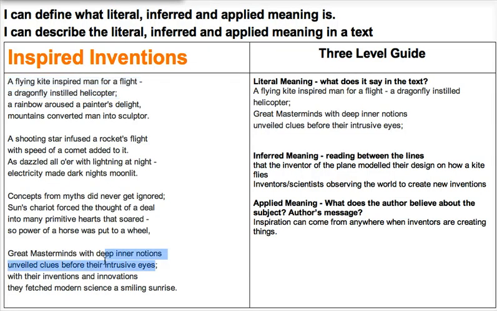Further down in this text, where it talks about great masterminds with deep inner notions unveiled clues before their intrusive eyes. Notion means a feeling that you have. Unveiled means that something appears. You make something appear that wasn't there before. And intrusive means curious eyes. So the literal meaning for this is what's highlighted in blue there.